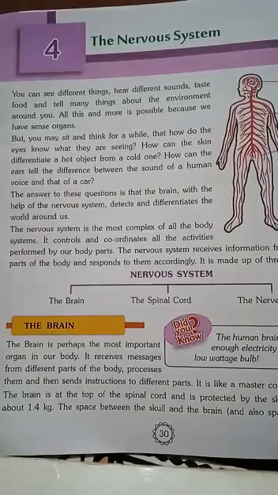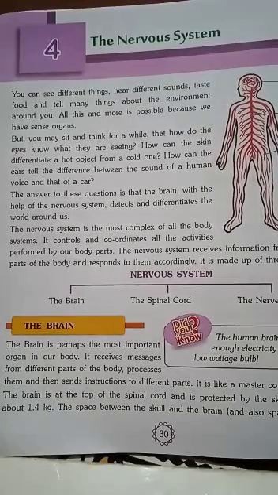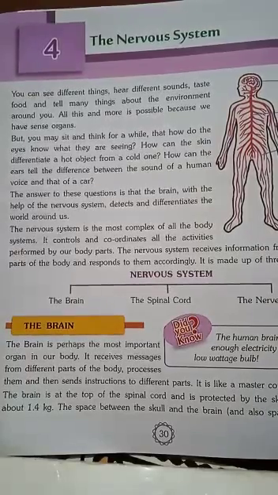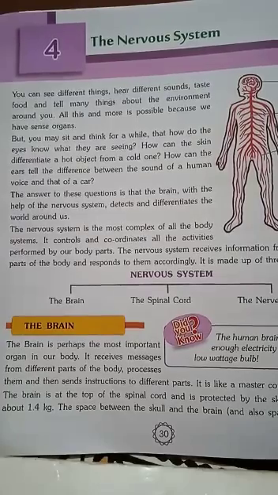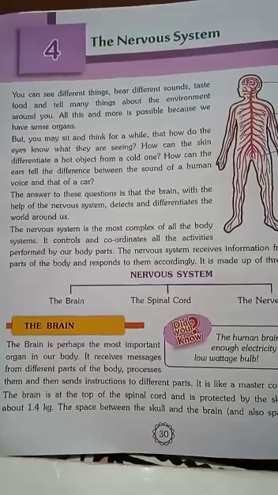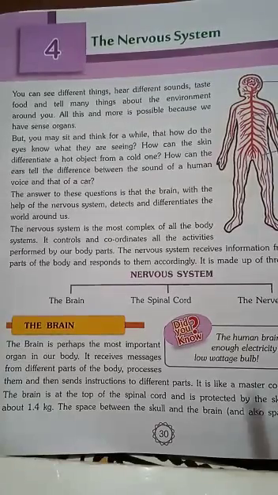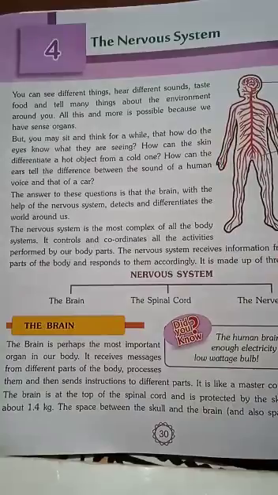Good morning, children. We'll be starting a new chapter of our fifth standard, the nervous system. Chapter 4, the nervous system. Here you will see many nerves found around your body. Let us discuss what the nervous system in our body is. You can find different things here: different sounds, tastes, food, and many things about your environment around you. All this is possible because we have sense organs.